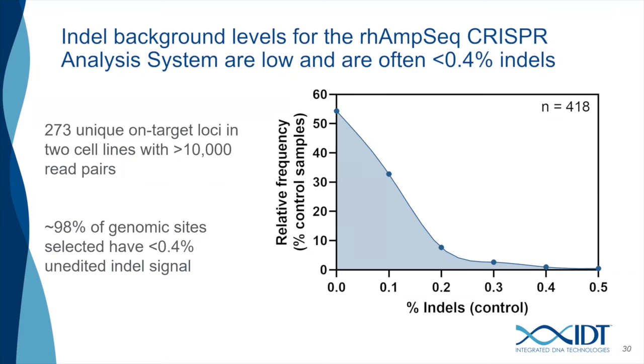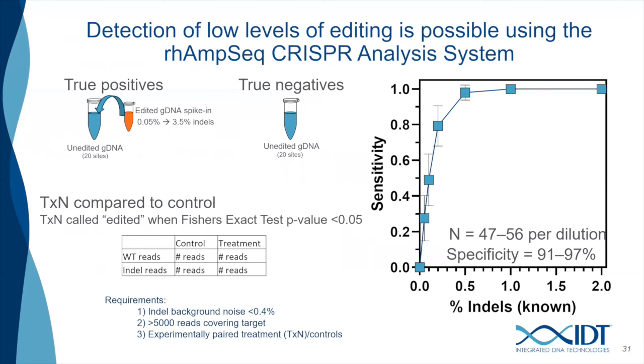Here we have essentially identified that approximately 98% of the genomic sites have an indel signal below 0.4%, and have thus proceeded to use this to create an assumption that most samples should have indel noise levels between 0 and 0.4%, which comes into effect when we think about the sensitivity of the system.